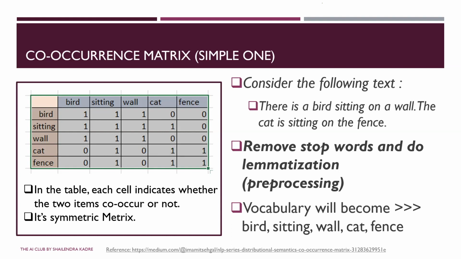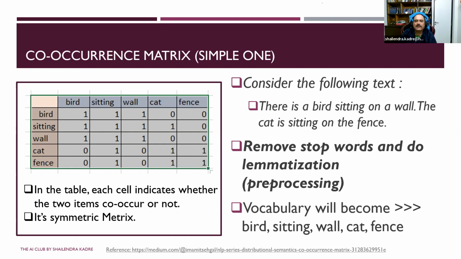First row, bird sitting on a wall. Why is the sitting column 1 for all? Because sitting is occurring in both the sentences, and we have only 2 sentences. So it will be 1. Bird is occurring with sitting and wall. Bird to bird is always 1, bird to sitting is 1, and bird to wall is 1. Bird is not occurring with cat and fence, so that will be 0. Understood? This is a simple concept which even a middle school student can understand.